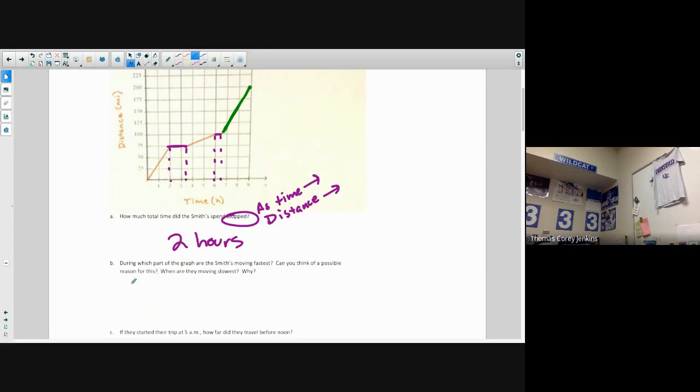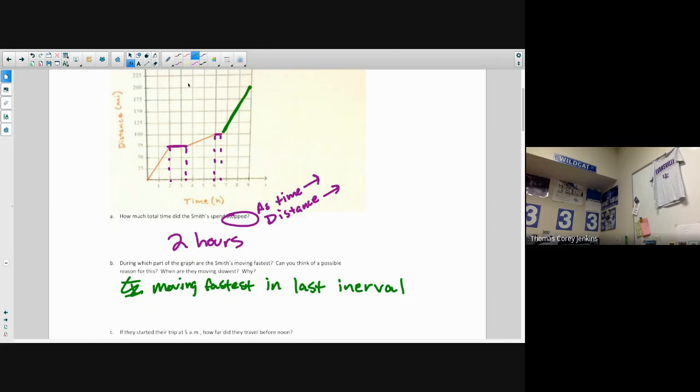So during which part of the graph are they moving the fastest? We can just say they're moving fastest in the last interval. Or you could say from hour 6.5 to hour 9 if you wanted to be a little more specific. Can you think of a reason? I'm not going to write this down, but you might say they're in a hurry to get where they're going. They're in a hurry to get to dinner. So it doesn't really matter on that reason.